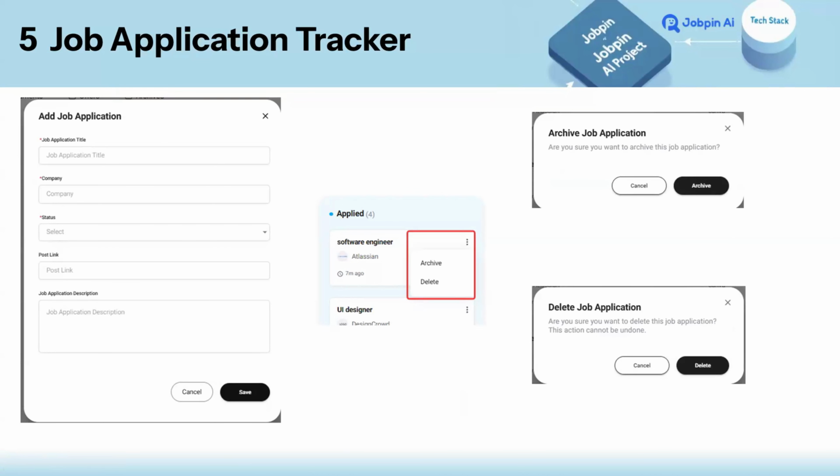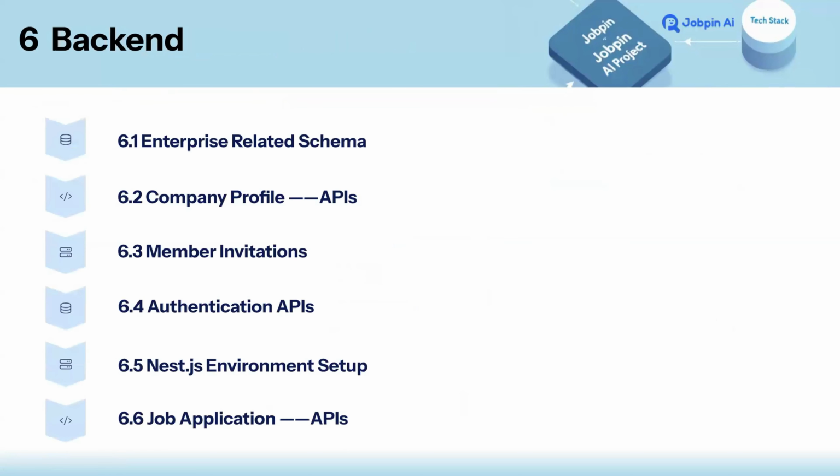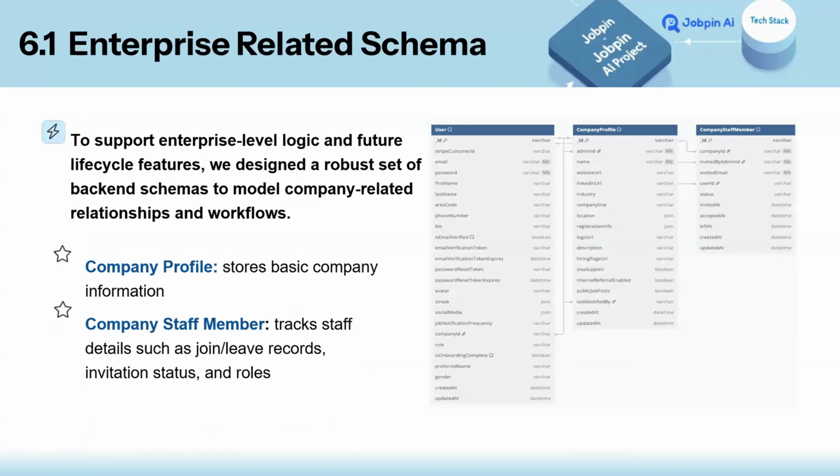Let's conclude my introduction to the job application tracker. Thank you. Next, please. The following part will be the backend, and it will be divided into 6 parts. Next. The first part will be the enterprise-related schema that will store both the company profile and the company staff members that belong to the company.